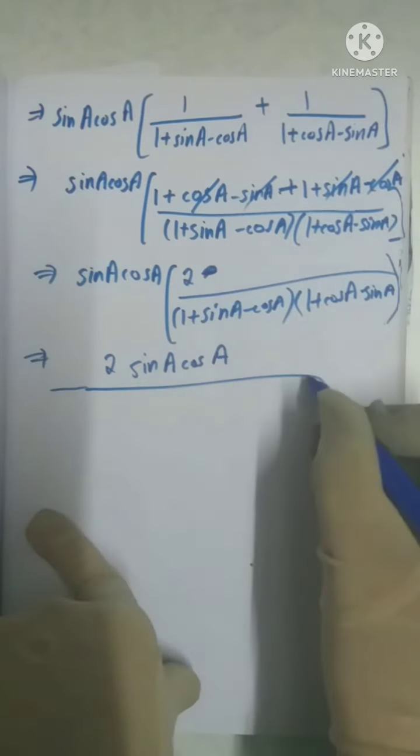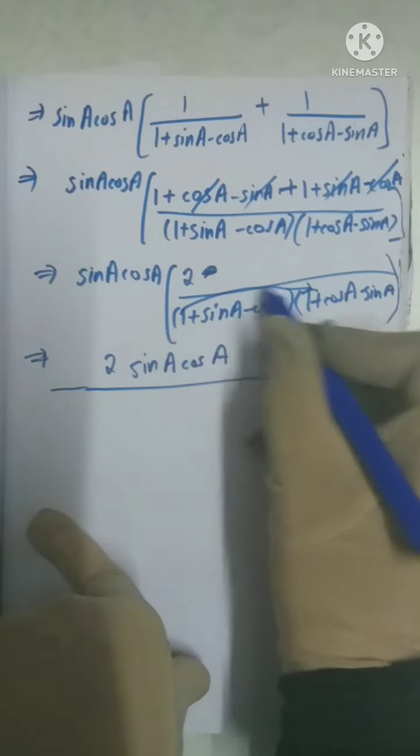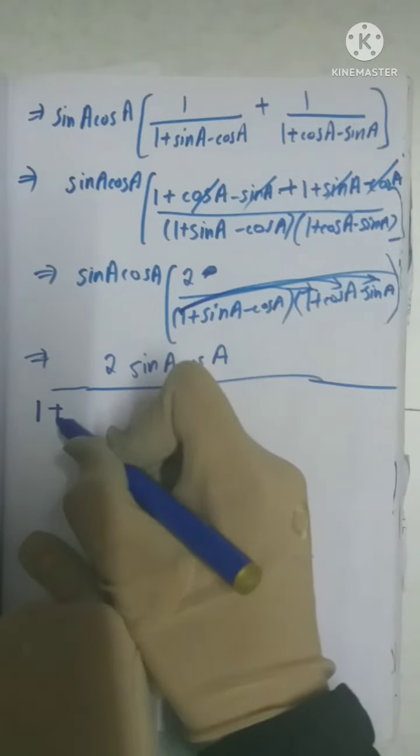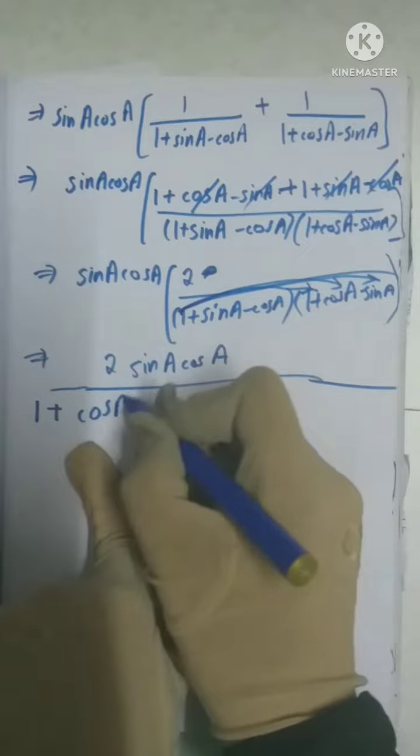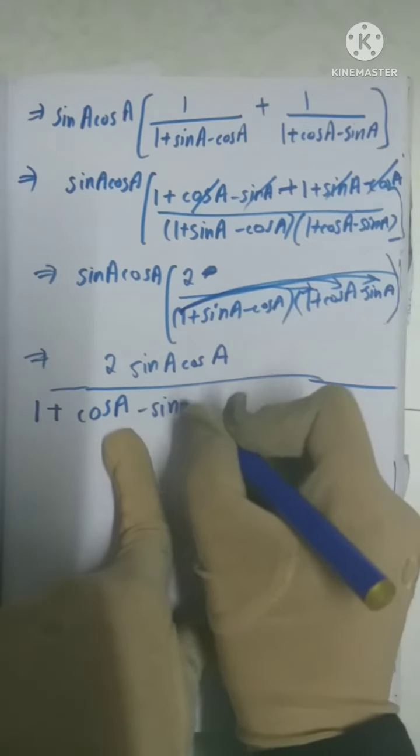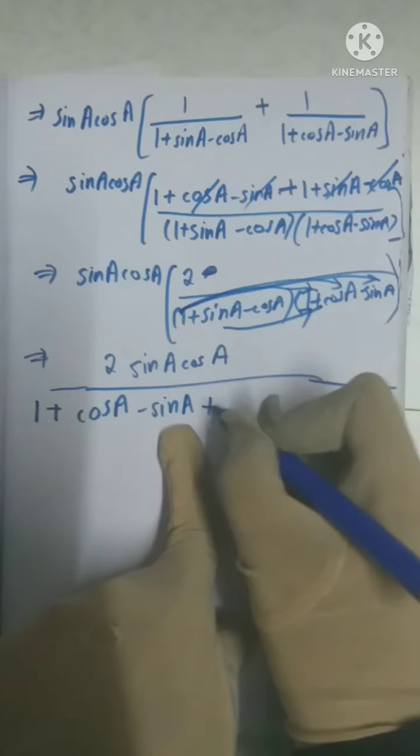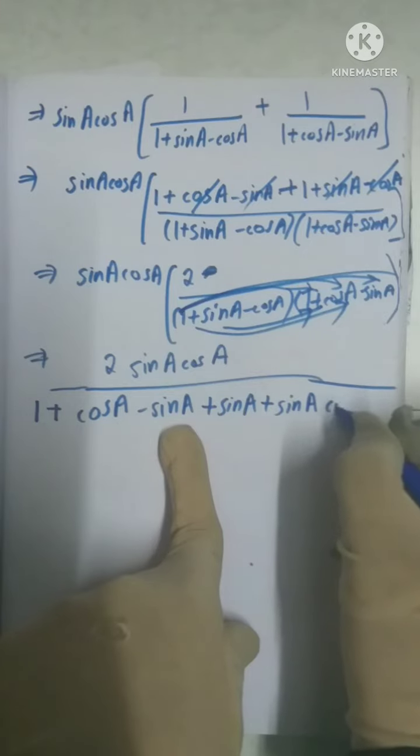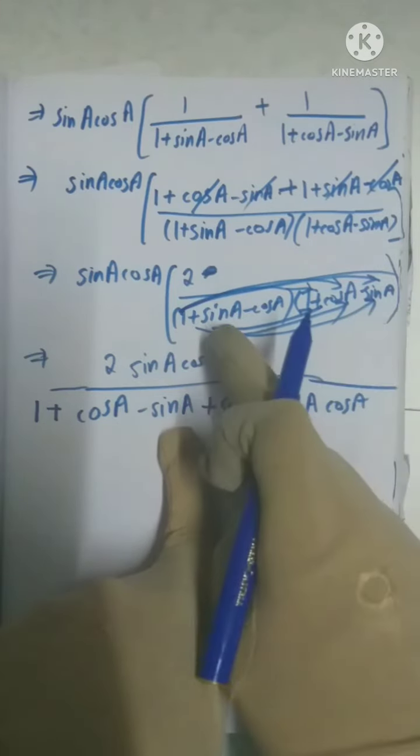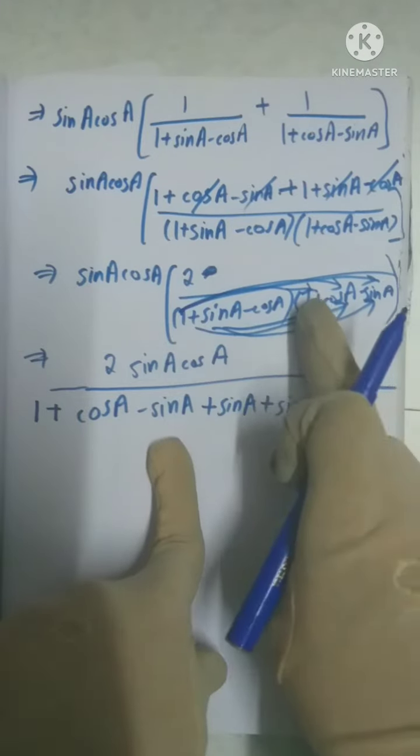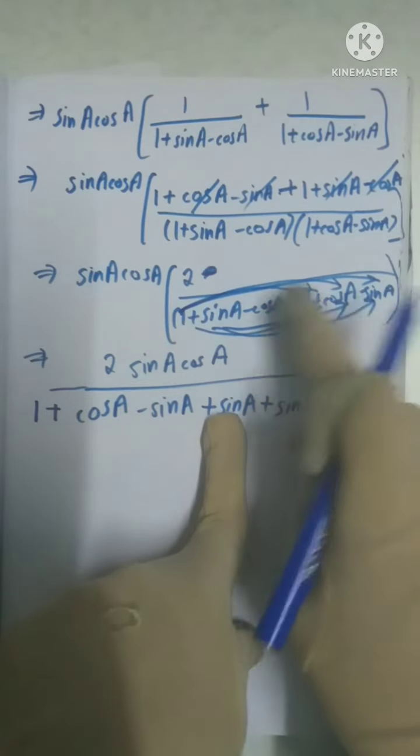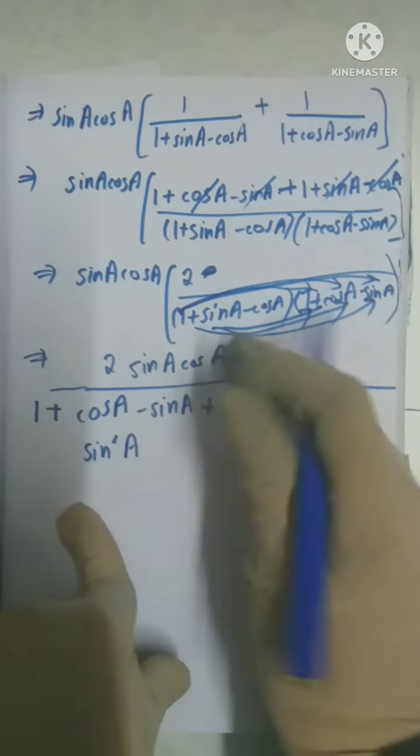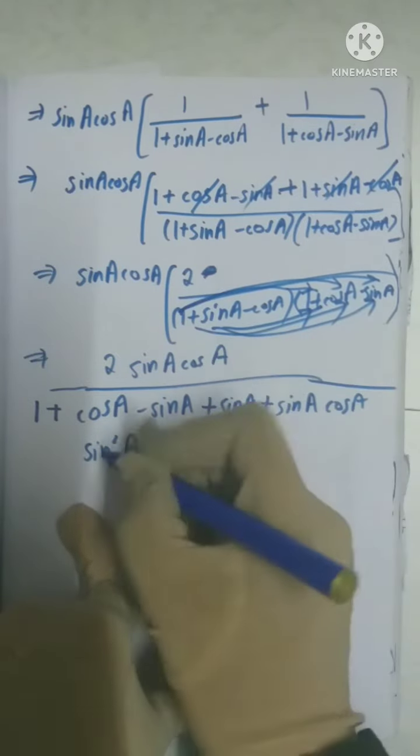Now here it is nothing but first term into first term, first term into second term, first term into third term. It is like this. So 1 into 1 is 1, plus 1 into cos A is cos A. Then 1 into minus sin A is minus sin A. Sin A into 1 is sin A. Sin A into cos A is sin A cos A. Then we have sin A into minus sin A. This is my second term, right? Second term into first term is sin A. Second term into second term is sin A into cos A. Second term into third term, sin A into sin A, sin square A, and we have plus here and minus here before sin A. So plus into minus is minus.